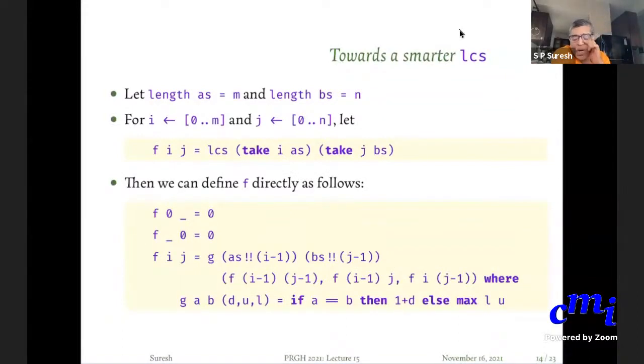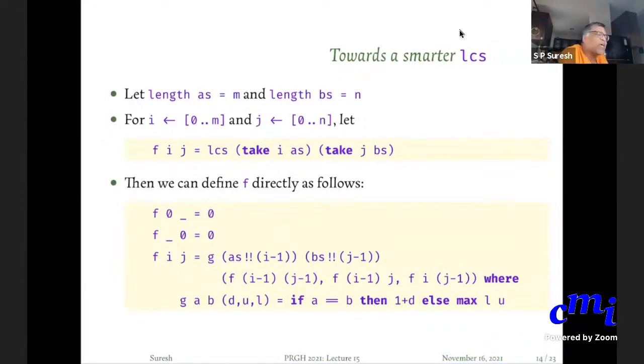Then first step is that you can define F directly without referring to LCS. How do you do it? Okay, F0 of anything. F0, remember, corresponds to the first argument being empty string. Okay, so this I, J refer to the length of the strings because take I A's and take J B's, right? So I refers to the length of the first string. So 0 is the length of the first string, means the first string is empty string, in which case you can say that the answer is 0. F of anything 0 is 0 because now you are saying that the second string is the empty string.